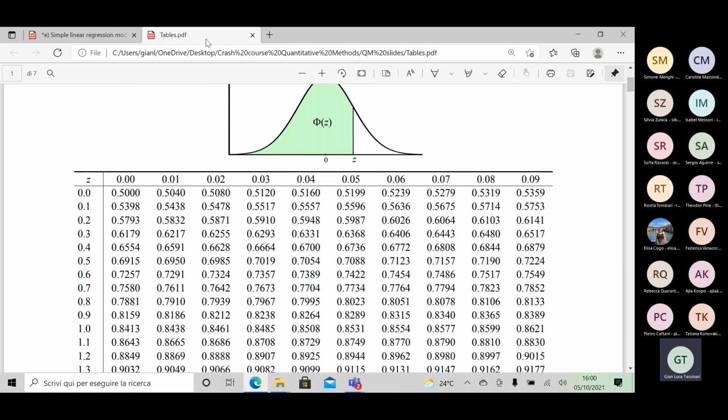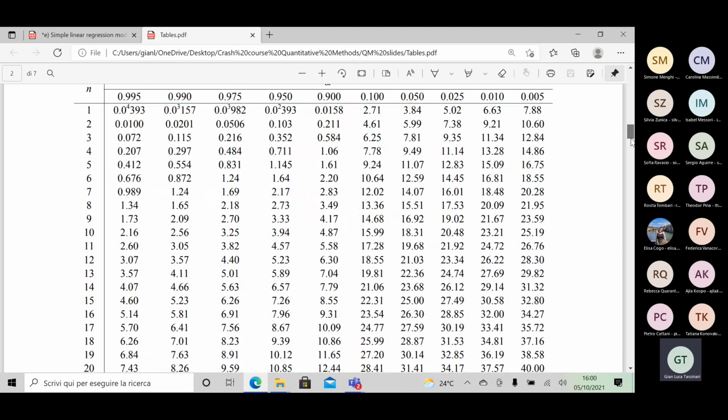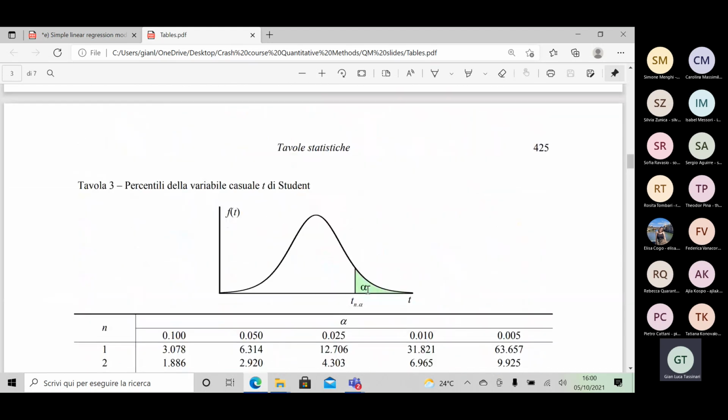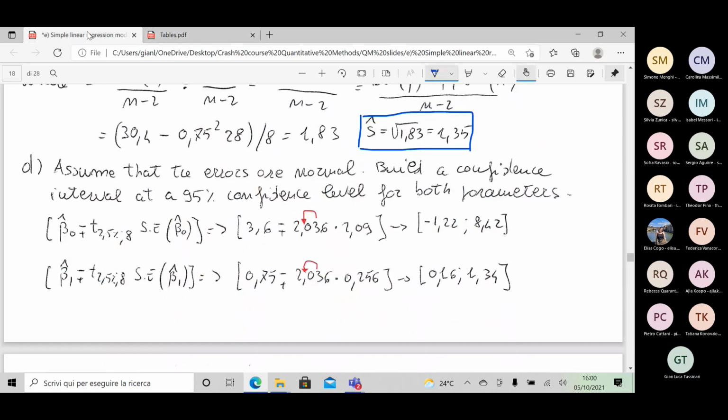The table of the Student's t, we want that this area is 2.5%. So here, 8 degrees of freedom, so go below. The number is 2.306. Yes, 2.3, you see the arrow, 06, 2.306.